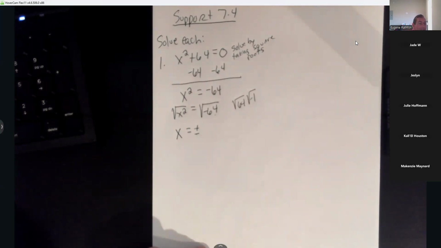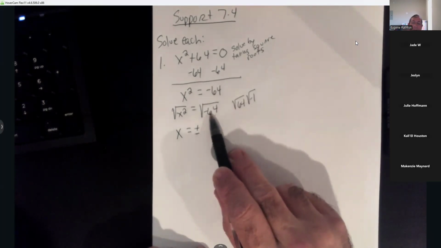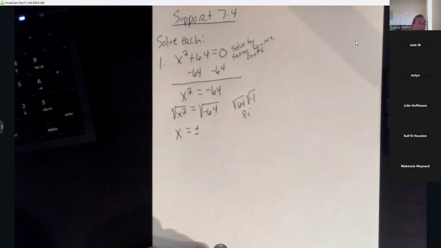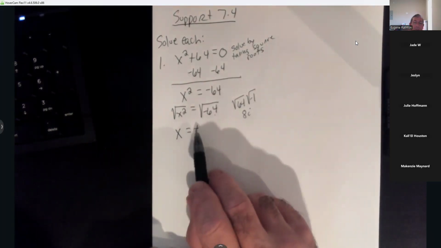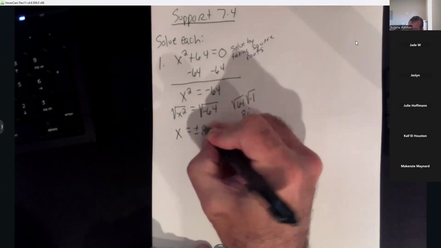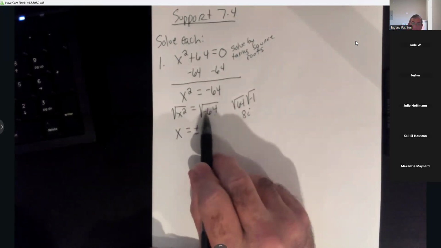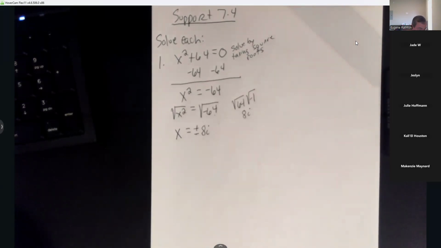So Mackenzie, Jason, y'all are on the right track now. So the square root of a negative 64 would actually be what? An 8i. So your answer would be x equals plus or minus 8i. Okay? So remember, square roots of negative numbers will give me imaginary numbers.